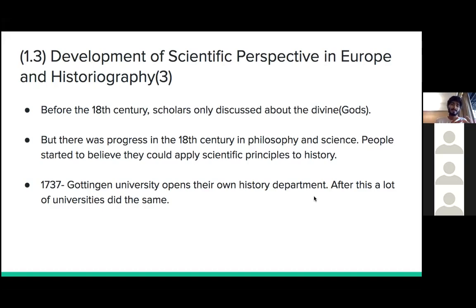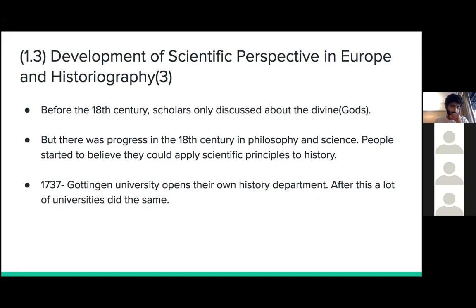So in 1737, Göttingen University opened their own history department, and after that a lot of different universities in Germany and then eventually across the world started opening their own historical departments. And that helped move history forward, right? Because the more people who come into universities and who start to look at history from that scientific perspective, the more history moves ahead, right?